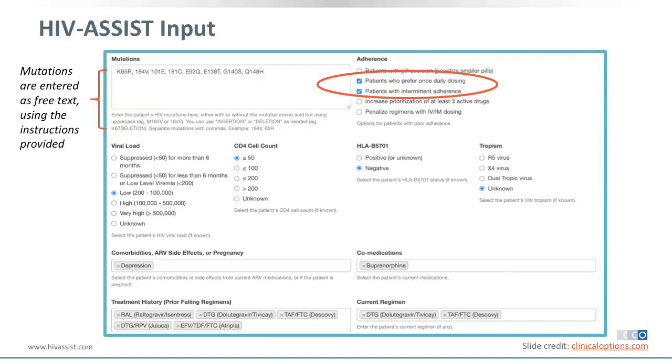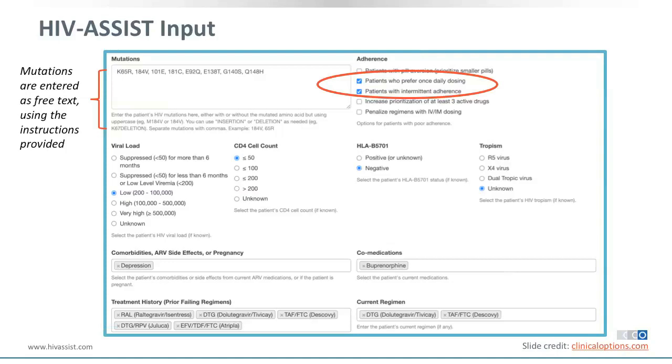And so I put her case into HIV-ASSIST. I included the resistance mutations there, as you can see. And upon discussion with her, she really thought that one of the barriers to her taking her meds is when she has to take them multiple times a day. She really thinks that taking drugs once a day will help her a lot with her adherence.